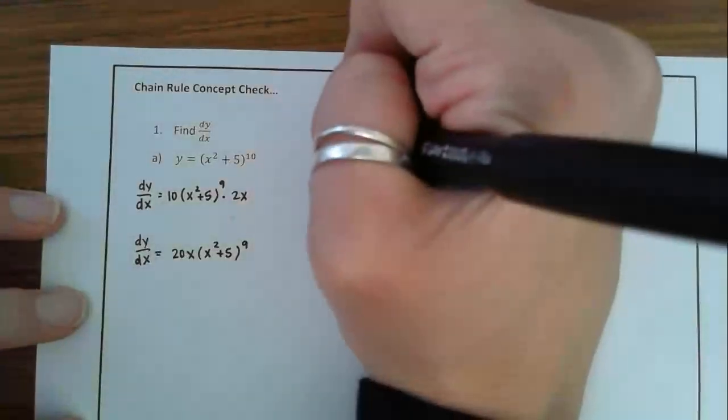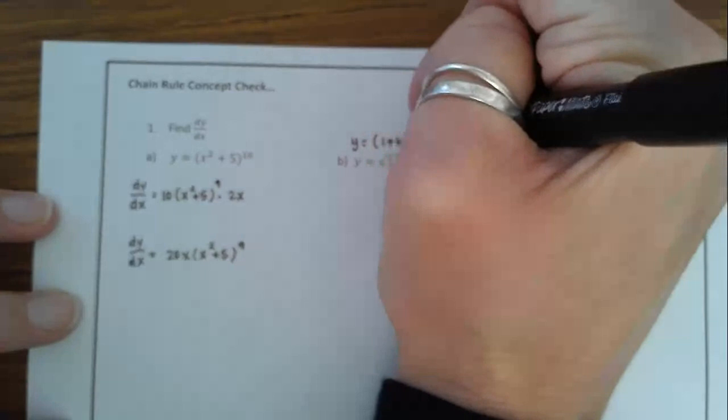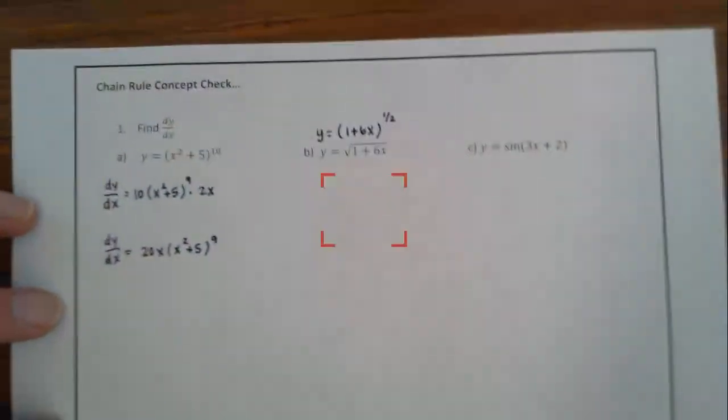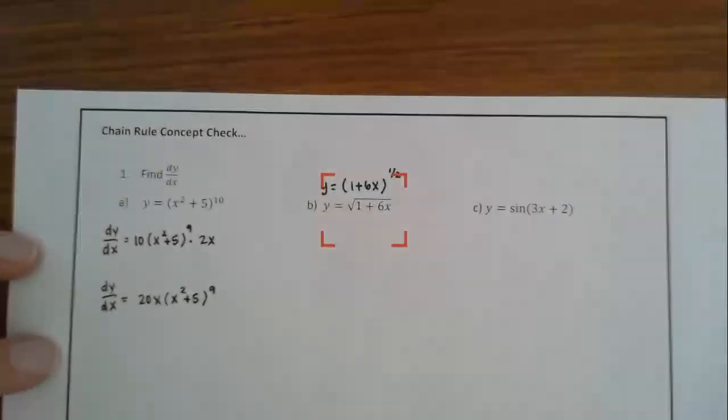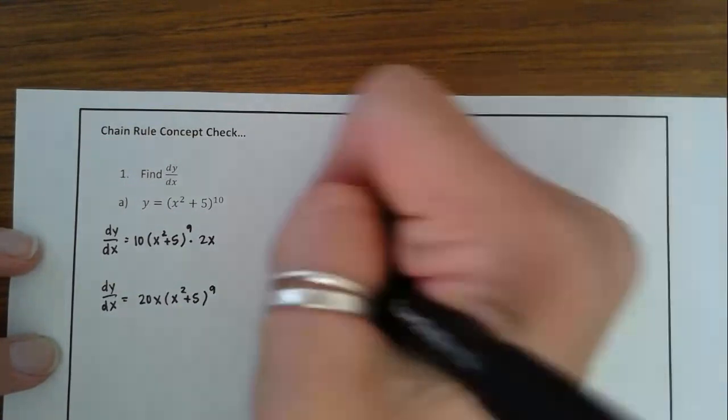Second example, I'm actually going to rewrite as the quantity of 1 plus 6x raised to the 1/2 power, just so that I am, again, having a clear idea of what the outside versus the inside function is here. So my outside function would be the 1/2 power, inside function would be the 1 plus 6x.